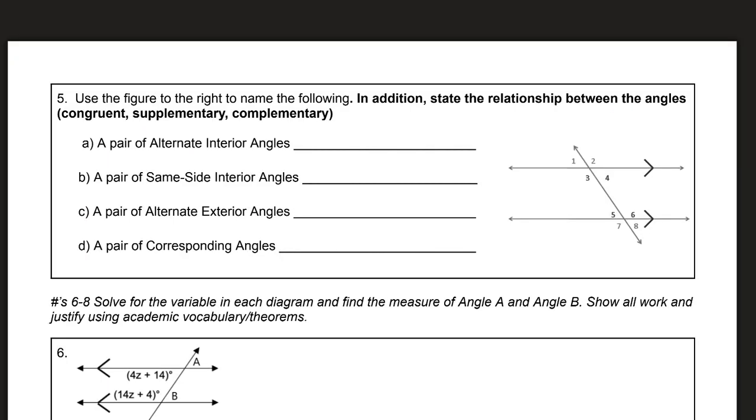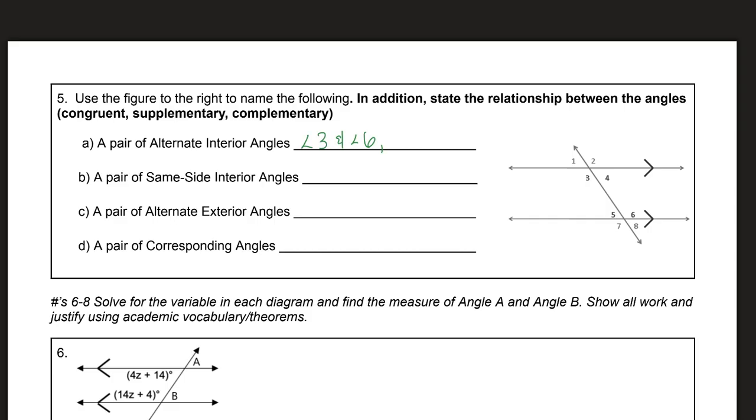So now we're looking at angle pairs formed by parallel lines. They want us to name it as well as state the relationship if they're congruent, supplementary, or complementary. So alternate interior. So here's our transversal. We're looking for angles that are on the opposite sides of the transversal and on the inside. Remember, we want one angle from this top bunch and one angle from the bottom. So 3 and 6 could work for alternate interior. So angle 3 and angle 6.